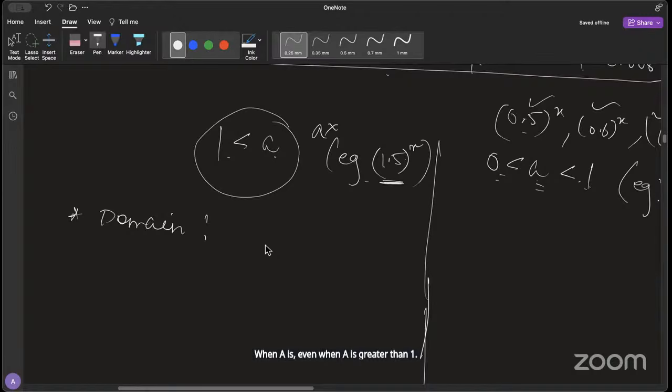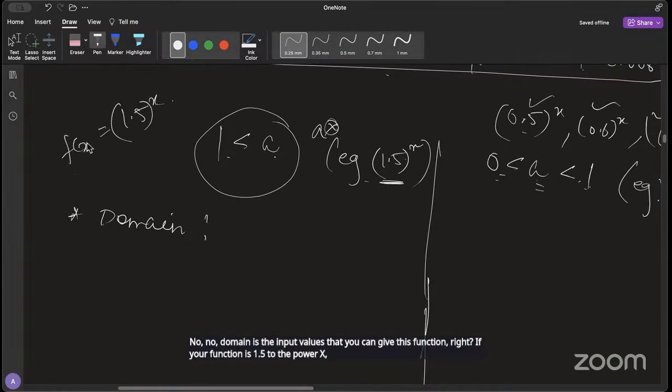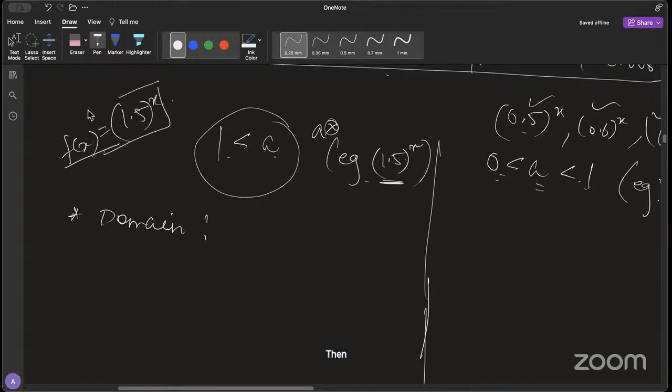No, domain is the input values that you can give this function, right? If your function is 1.5 to the power x, then what all values can x take here?